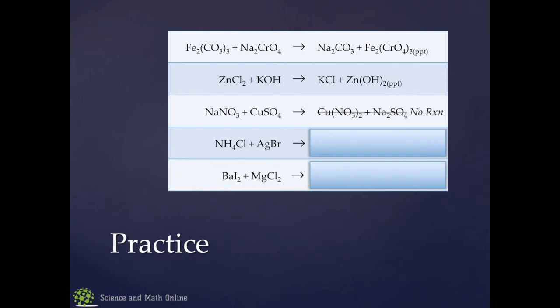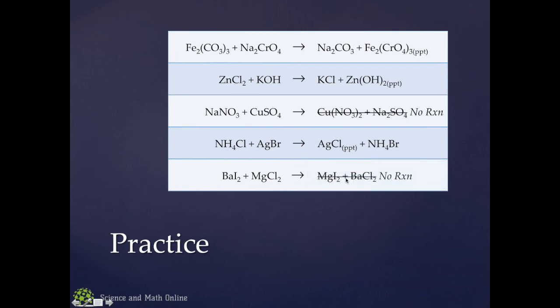Same thing down here. Ammonium is going to go with the bromine. Silver is going to come over and go with the chlorine. Check your solubility table. And silver chloride is the precipitate. Notice the precipitate can be the first one or the second one. It's not always the last one. And then same thing, switch them, check them. There's no reaction there. So that is double displacement reactions.